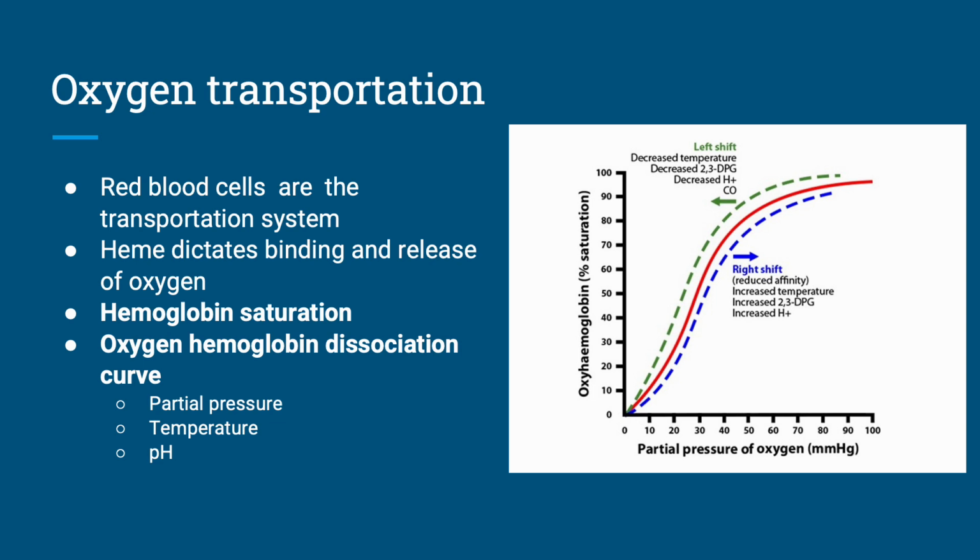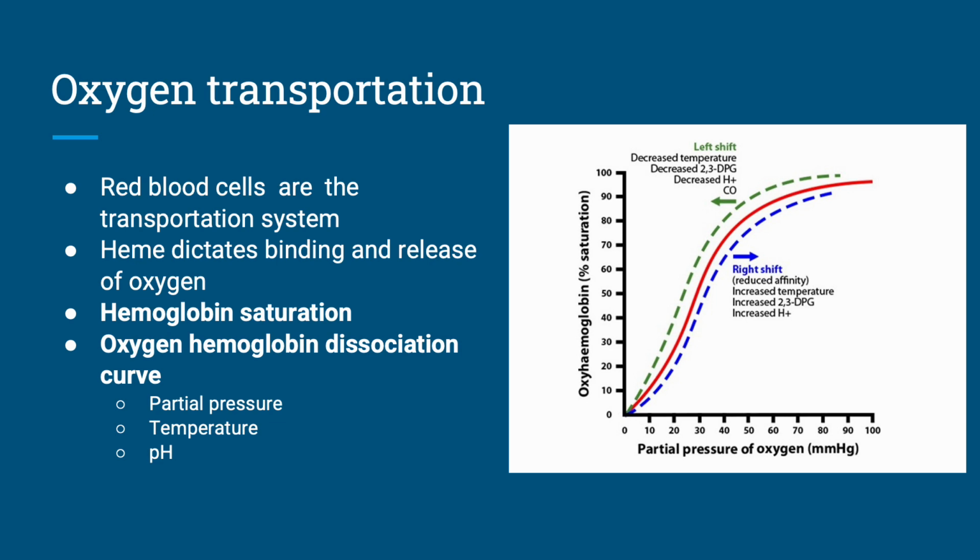Another important concept in this is partial pressure. It facilitates the binding of oxygen to and dissociation from heme. The oxygen hemoglobin dissociation curve is a graph that represents the relationship of partial pressure to the binding of oxygen to heme and its subsequent dissociation from heme. As partial pressure of oxygen increases, a greater number of oxygen molecules are bound by heme, and the opposite is true. The factors that affect oxygen hemoglobin saturation and dissociation are, again, partial pressure.